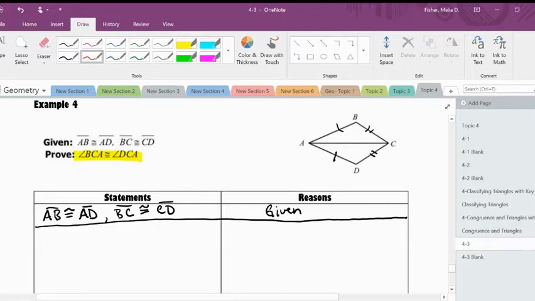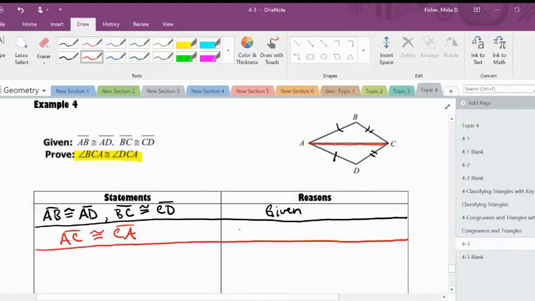The next thing that I can determine here is that AC is congruent to AC. And hopefully you're getting really comfortable with this one. It's going to happen a lot. This is the reflexive property.